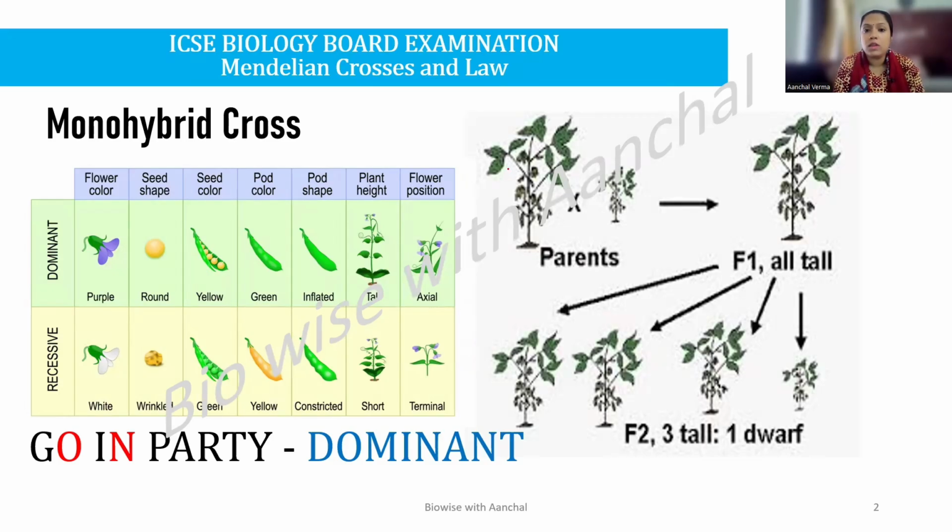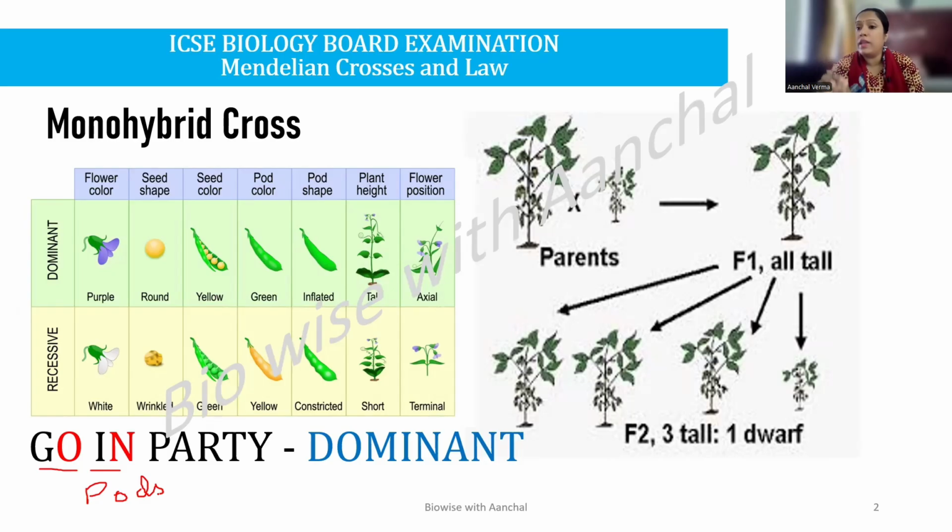So here, the 7 characters that we are talking about are the 7 dominant traits. How will you remember the 7 dominant traits? You remember the mnemonic "go in party". Here, "go" and "in" are for the pods. We are talking about the pods here. But "party" is about the plant, flower, and the seed.